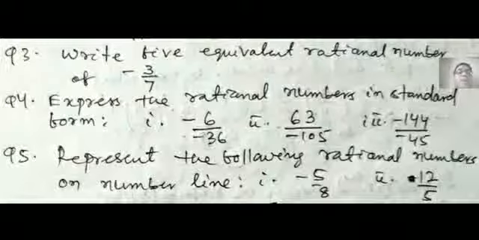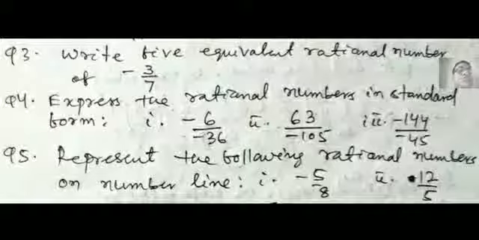Question 5, represent the following rational numbers on the number line. So you have 2 bits here. One is minus 5 by 8. Second is 12 by 5. Since we have already discussed, you are able to answer.